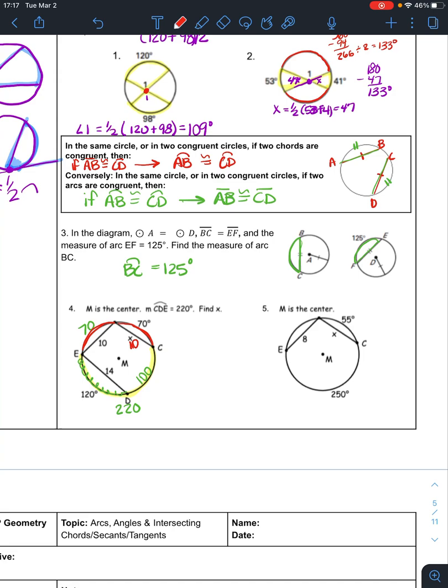We can do a similar thing with number 5. I know that if M is the center, I have 250 from E to C. So from E to C, right here, this major arc is 250. And then we have 55 degrees for that other arc. If you add those up and subtract those from 360, you find out that that arc is also 55 degrees. Since those two arcs are the same size, that means those two chords are the same size. So X is also 8.